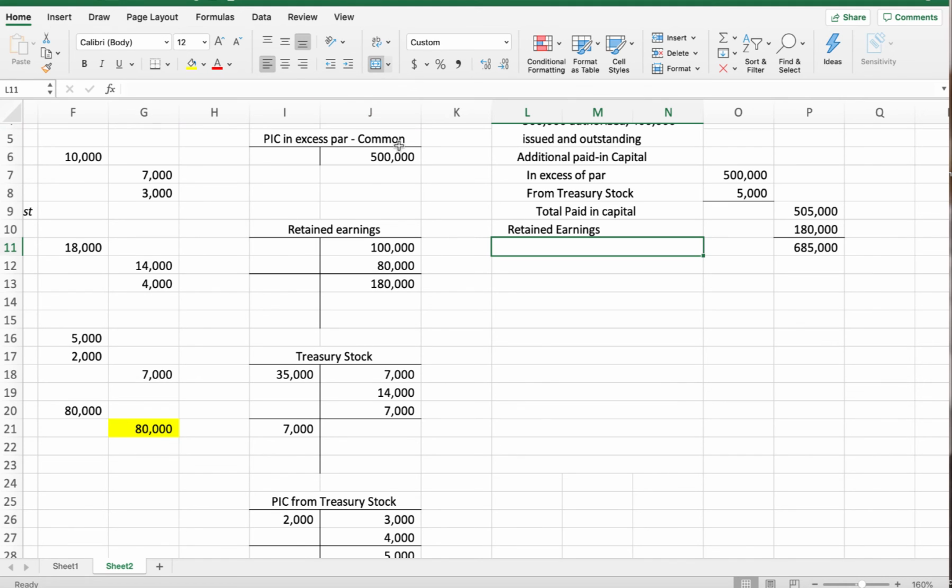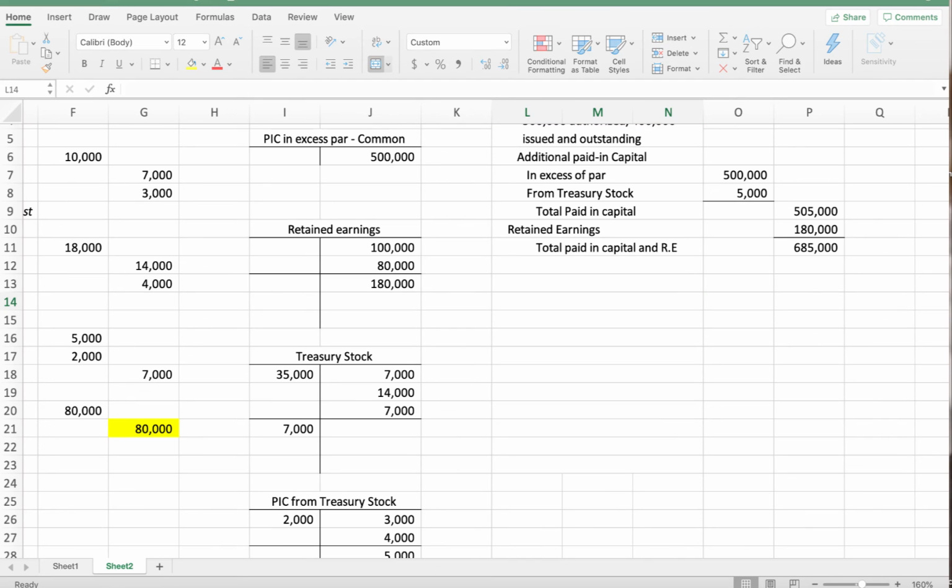So I indented 4 and I say total paid in capital, and I'm going to abbreviate for RE, retained earnings, and that's my total, okay? And I want to go in one more because notice what I'm doing. I'm lining up this total account with that total account. See how they're indented the same number of spots? That's what we need to do, okay?